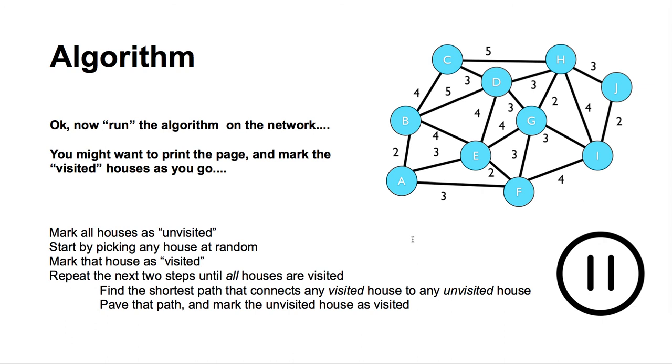Now, if you have a set of links that are all of the same length and they're all the shortest length, so for example, if you've got a bunch of links that are all of length 3, just choose one at random.